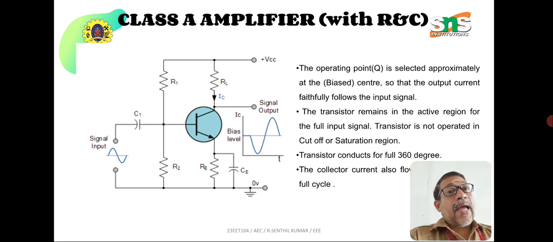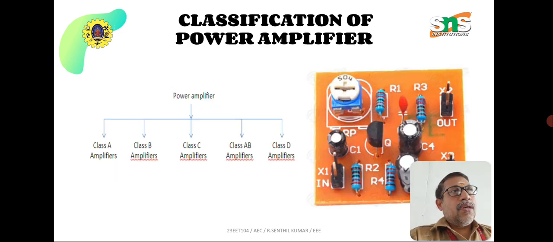You know the characteristics of a transistor. It has three regions: cutoff region, saturation region, and the active region. When the transistor operates in the active region, it acts as an amplifier. When the transistor is biased such that it operates in saturation and cutoff, it acts as a switch.